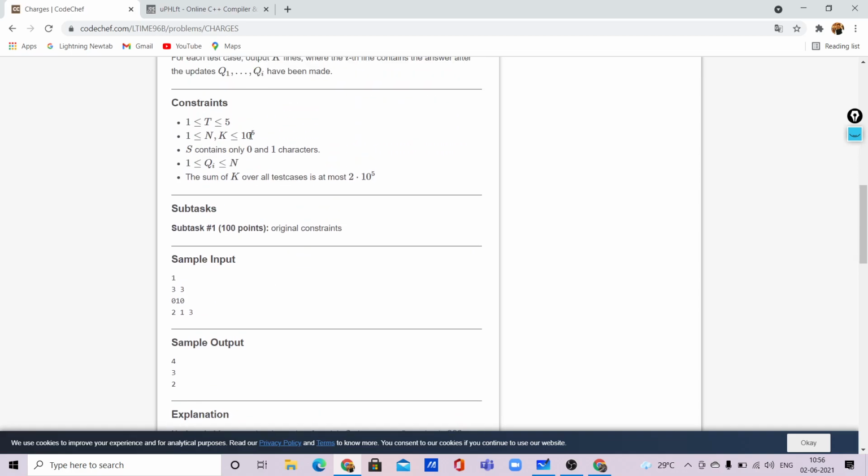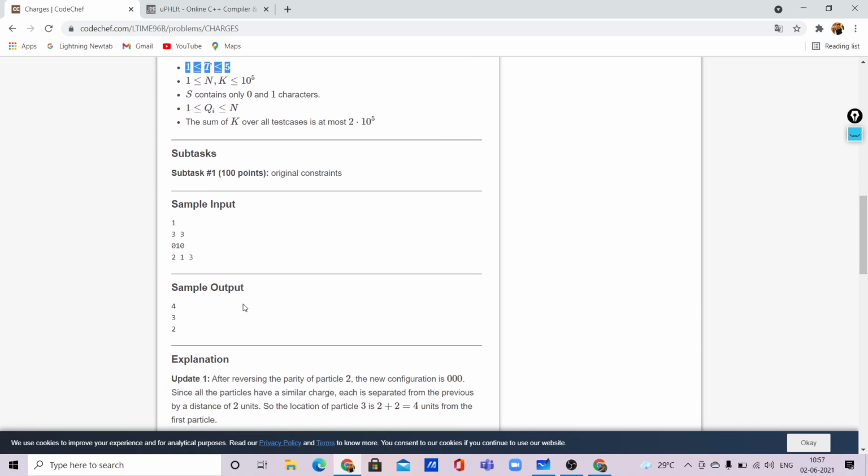Here he has given 10 power 5 as the limit, which means we have to complete it in the order of n, and order of n square will give a time limit exceeded error. The number of test cases is very small, it is 5, so we can do it in order of n, or n log n may also be acceptable. Now let us go into the problem.